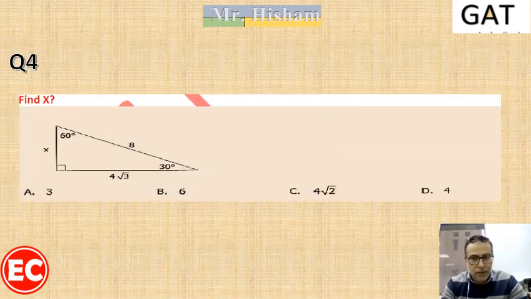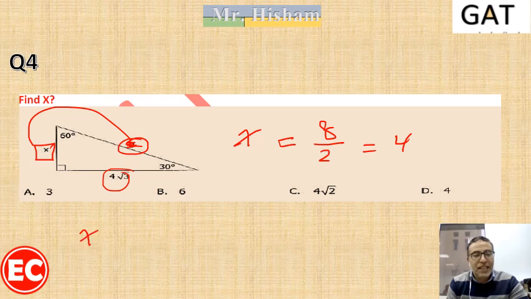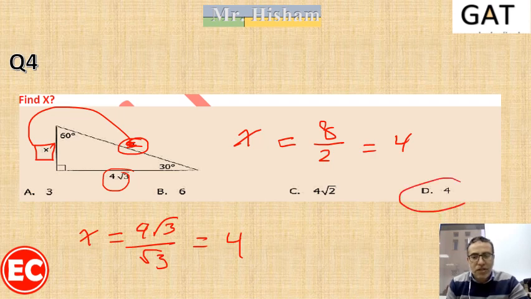Question number 4. I have the hypotenuse and I have the side opposite to the angle 60, and I'm looking for the shortest side. So if I want to find x, I'm going to divide the hypotenuse by 2, so it's 8 divided by 2, which is directly equal to 4. If you don't have the hypotenuse and you have the side opposite to the angle 60 and you want to find x, you may also divide it by root 3, 4 root 3 by root 3, which is equal to 4. So the right answer is D.